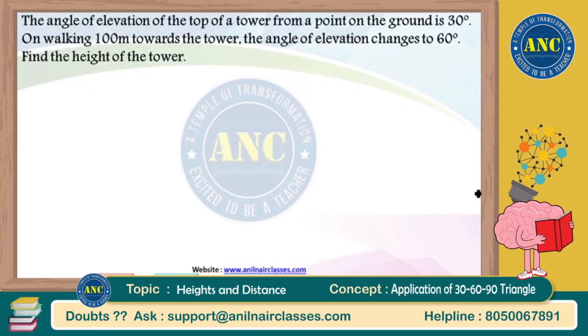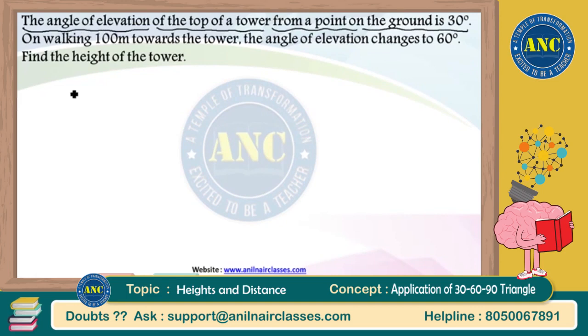Now let us solve question number 4. Again a very good question, sir. Again I will solve it in 2 methods. Whichever method you are comfortable with, please follow that method. Now let us first understand the question. The angle of elevation of the top of a tower from a point on the ground is 30 degrees.